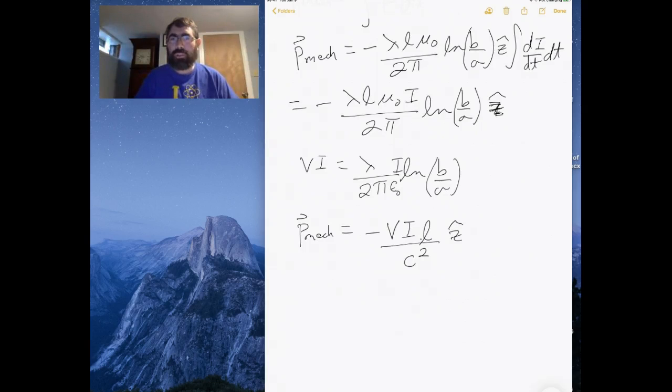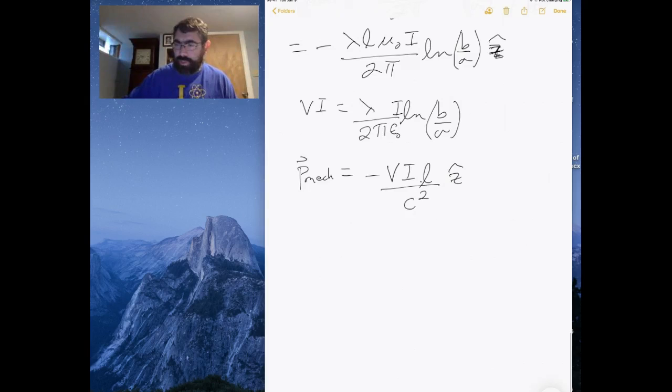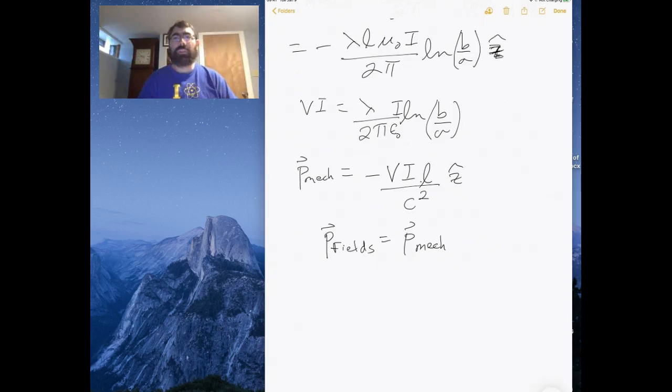So whether or not you work it out through just what is the total momentum in the field versus what is the force, or what is the force pushing on the charges, then you would get the same result we have here. So basically what we're trying to say is that the momentum in the field is going to be equal to the momentum that you're going to impart on those charges moving along the conductors.